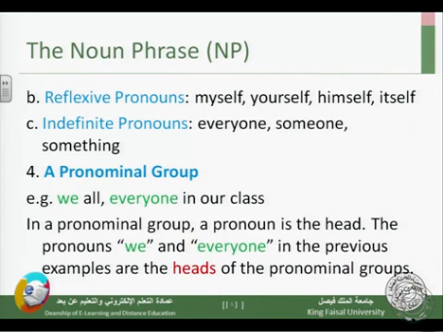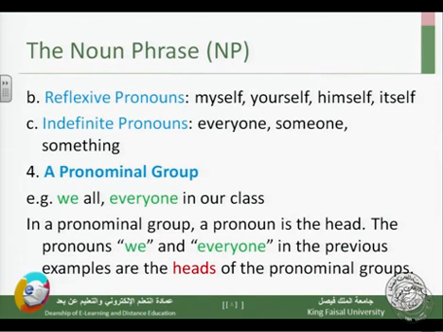Now we will go back to the noun phrase, and we will continue to talk about the types. So the fourth type of the noun phrase, NP, is the pronominal group. And some of the examples that we have here are we all and everyone in our class. See, these are examples of pronominal groups. So these contain a pronoun and other modifiers added to the pronoun. So they form one group, and these also conform to our definition of the phrase that we mentioned at the beginning of the lecture. So these function as one group, and they are more than one word.